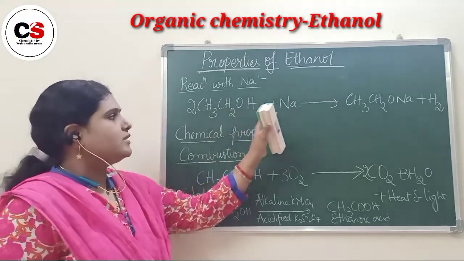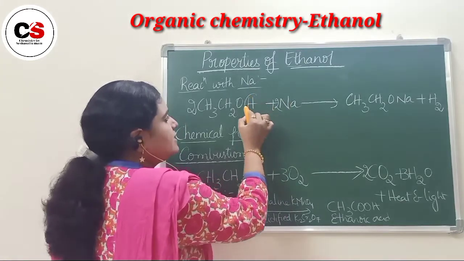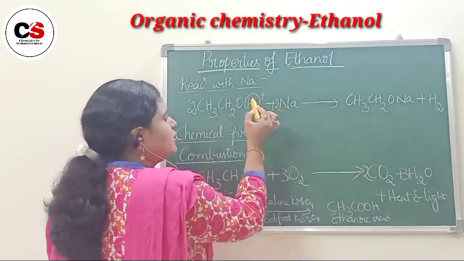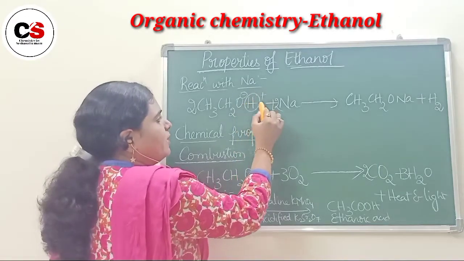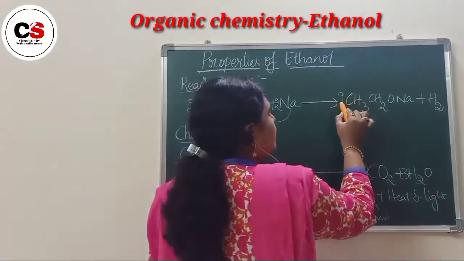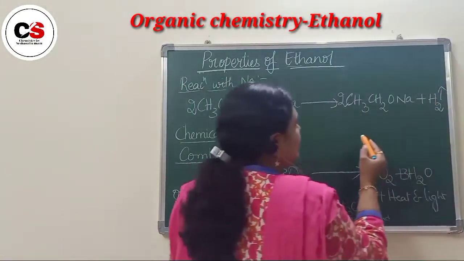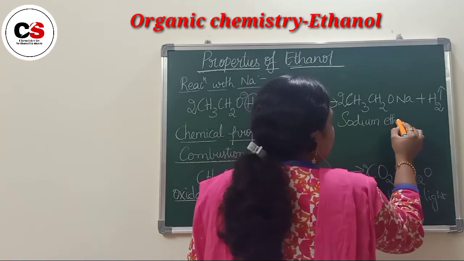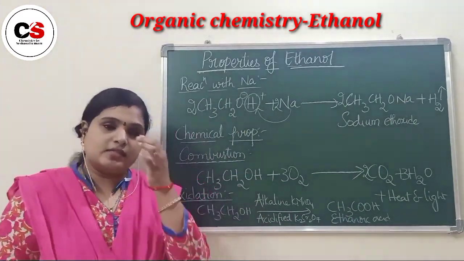Here two molecules of ethyl alcohol and two sodium are involved in the reaction, because this hydrogen will be replaced. Because hydrogen is positively charged and oxygen is negatively charged, hydrogen will be removed. In place of this, the sodium will come. Like that, two sodium ethoxides will be formed along with hydrogen gas. The name of this is sodium ethoxide.